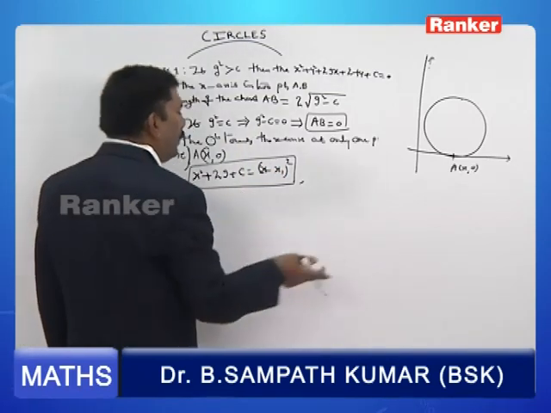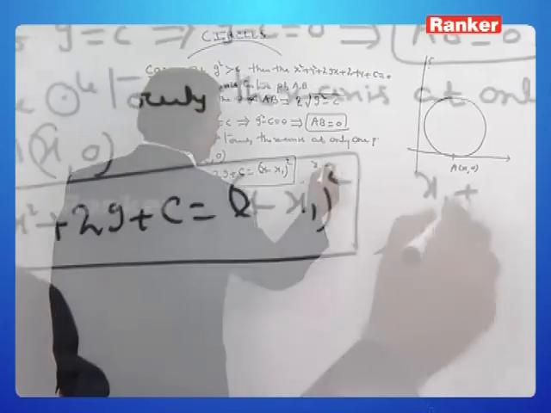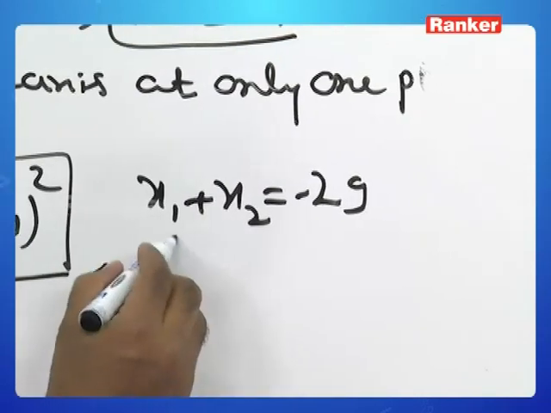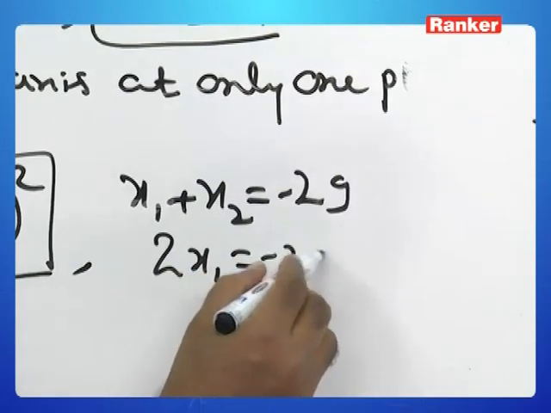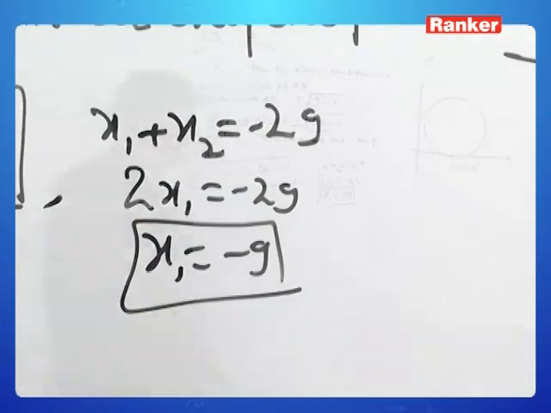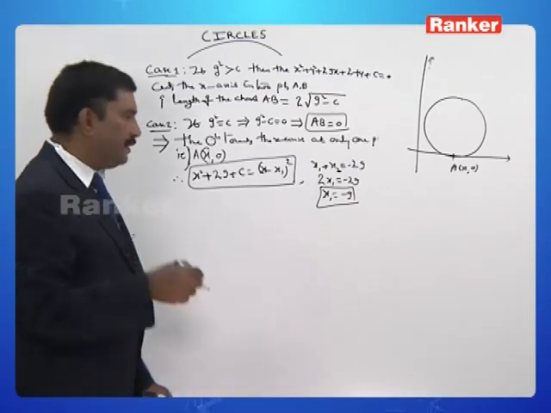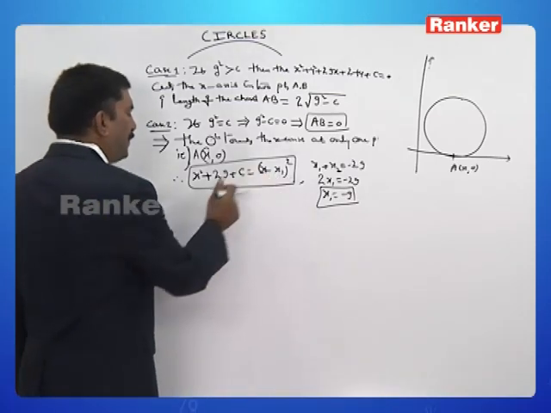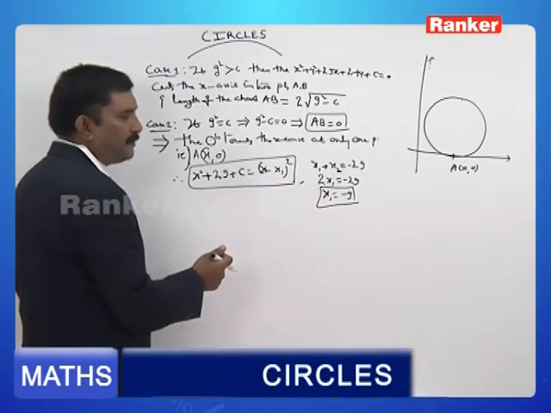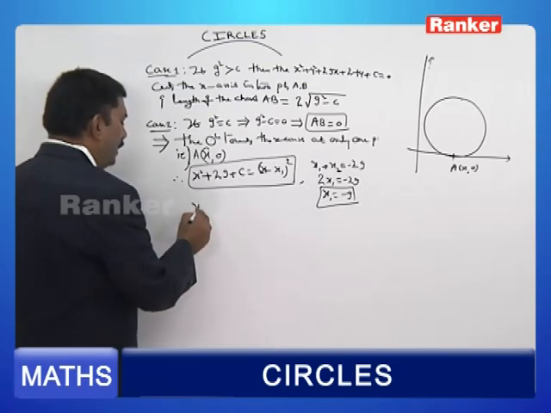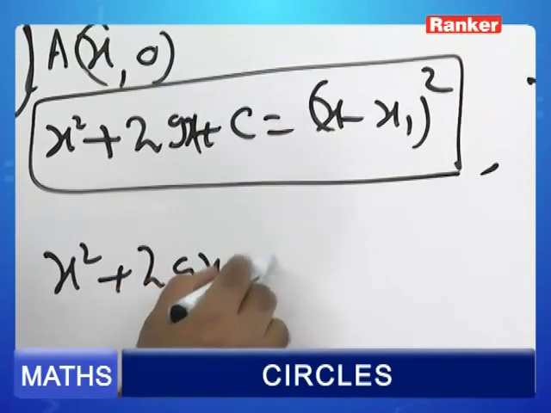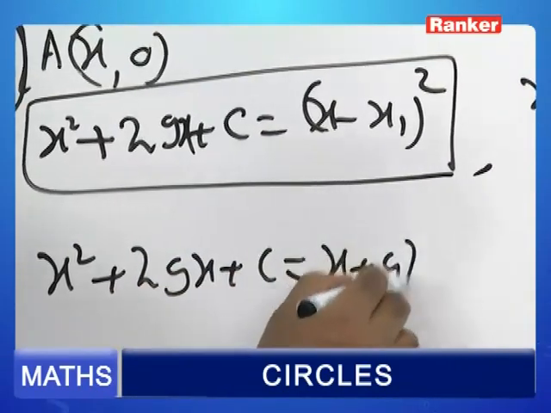And meanwhile, we have also written what? The sum of the roots is equal to minus 2g. Since x2 is equal to x1, therefore 2x1 is equal to minus 2g. Therefore, x1 is equal to how much? Minus g. Now, when this is the point of contact, I can also write this as x plus g whole square. So I can also write x square plus 2gx plus c as x plus g whole square.